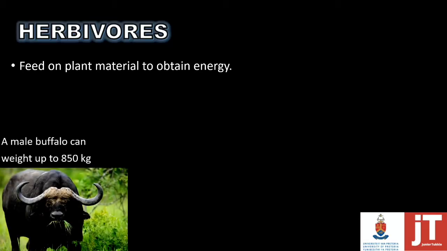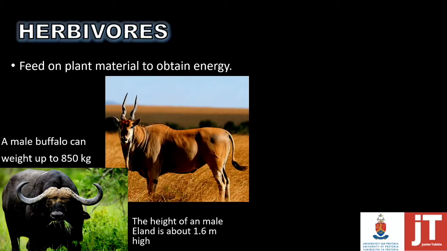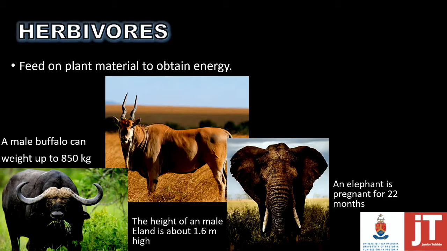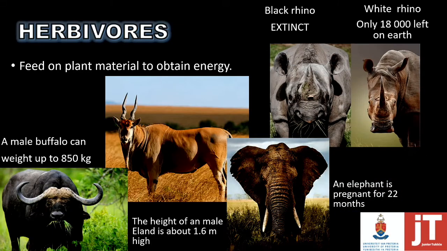Let's have a look at a few examples. Here we have a male buffalo, and they can weigh up to 850 kilograms. Then we have an eland, where the height from the foot to the shoulder can be up to 1.6 meters. And an elephant, which carries its fetus for 22 months. Then we have a black and a white rhino. Unfortunately, the black rhino is completely extinct, and we only have 18,000 left of the white rhino. The black rhino has a pointed lip and the white rhino has a flat lip, and that is also the rhino which you will see on our 10 Rand note.